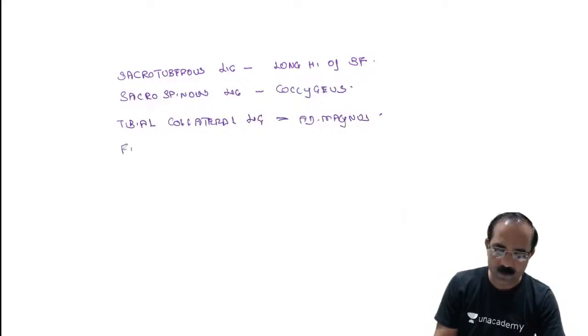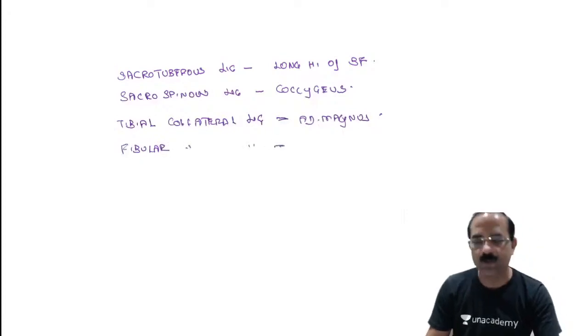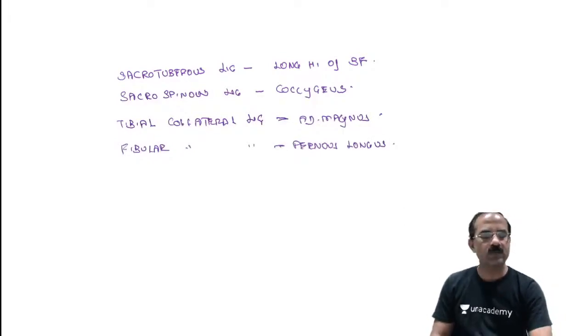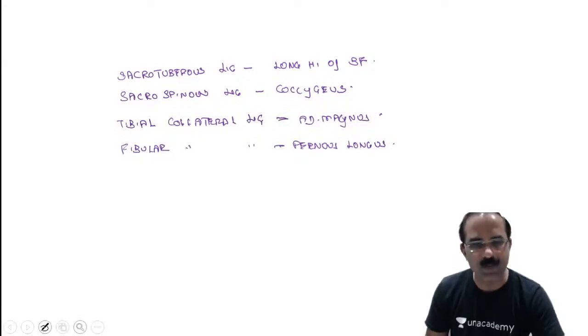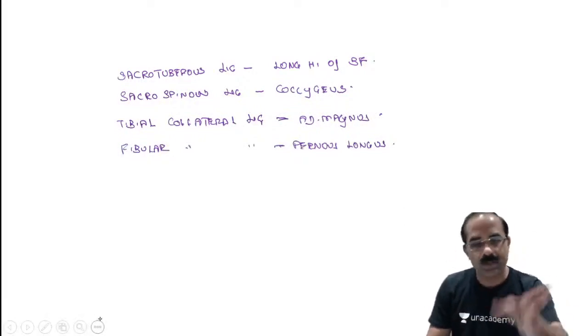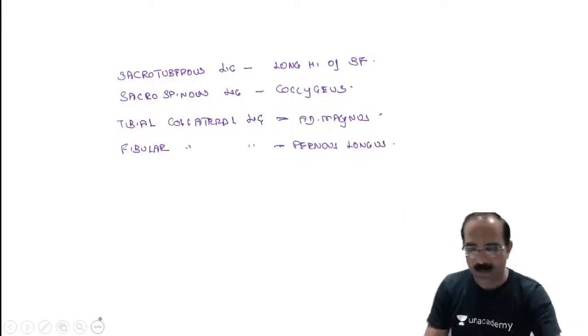Next, the fibular collateral ligament. We call this the lateral collateral ligament, and this is the degenerated part of the peroneus longus. Very important. Lateral collateral ligament is a degenerated part of peroneus longus. These are all degenerated parts of muscles.